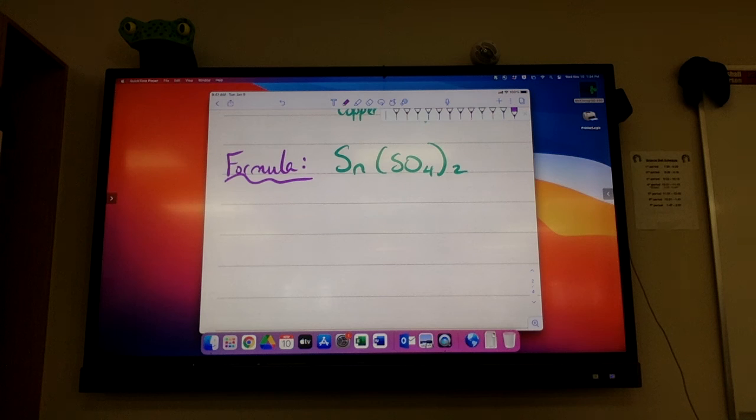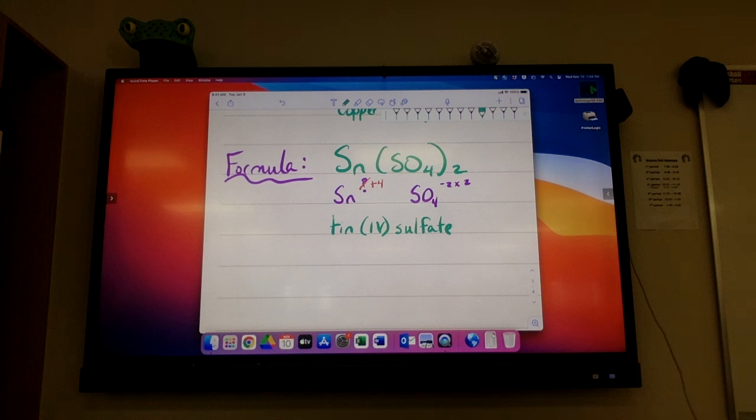All right, so this is Sn. It's a transition metal, which means you're going to have to split it apart and figure out its oxidation number because you don't know it. SO4 is a -2, but there are 2 of them. So that must mean that your Sn is a +4. Yes? Everybody okay with that? And so this is tin(IV) sulfate. You okay with that?